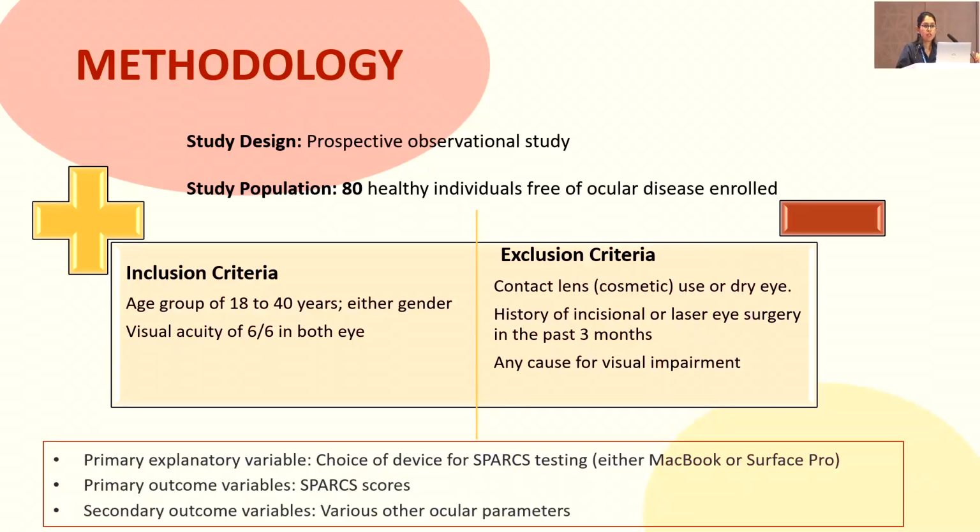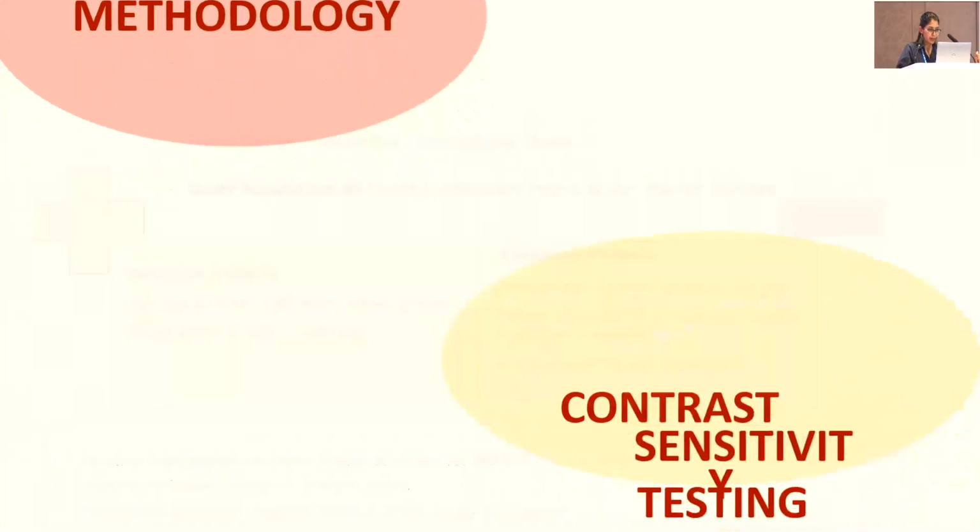Our study was a prospective observational study that involved 80 healthy individuals free of ocular diseases. The age group was from 18 to 40 years of either gender, with a visual acuity of 6/6 in both the eyes. The exclusion criteria included the use of contact lens or dry eyes, history of any incisional or laser eye surgery in the past 3 months, and any other cause of visual impairment.